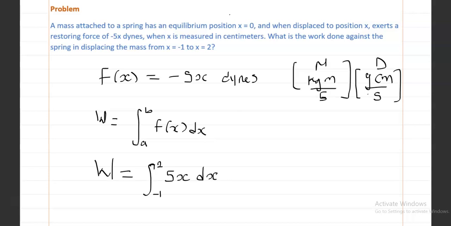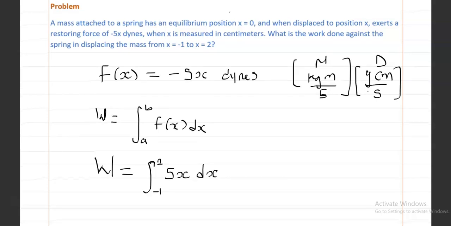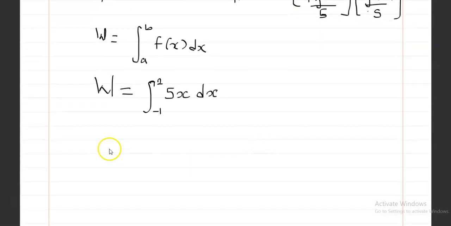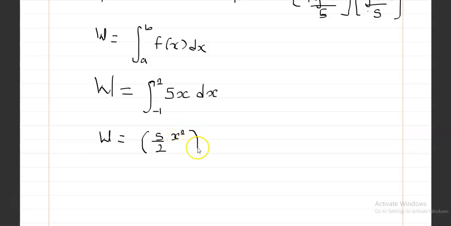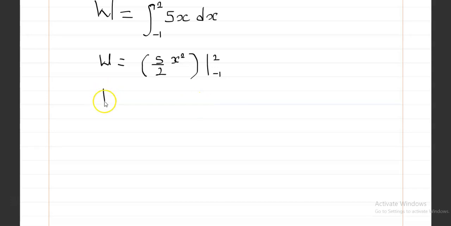And we have our force function. All right. So all we need to do is to integrate this. So that's going to be 5 over 2 x squared, over the interval -1 to 2. So to complete it, we have to substitute -1 and 2 into x squared and subtract them.